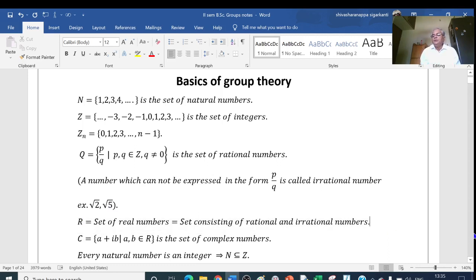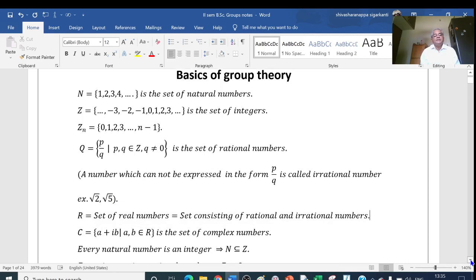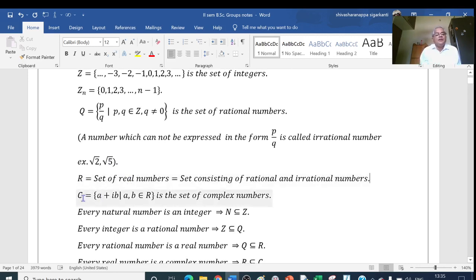And next we go to another set. We call this the set of complex numbers. That is, a number which is of the form a plus i into b, where a and b are real numbers, is called a complex number, and the set of all such numbers we denote by C. Usually the complex number set is denoted by C.